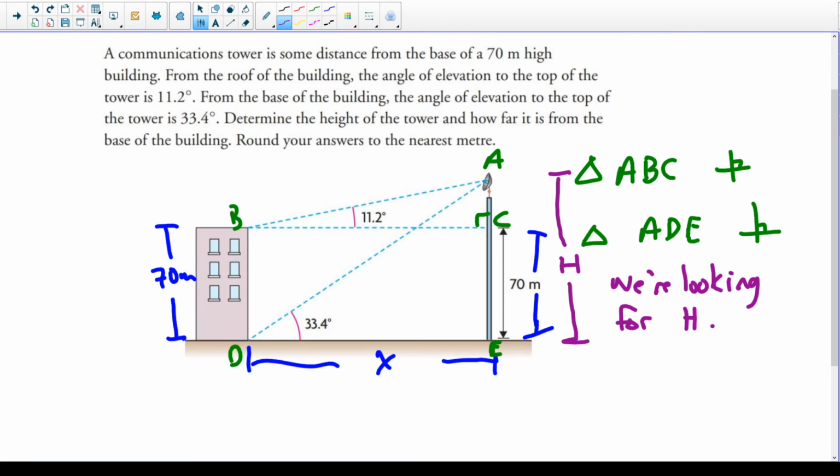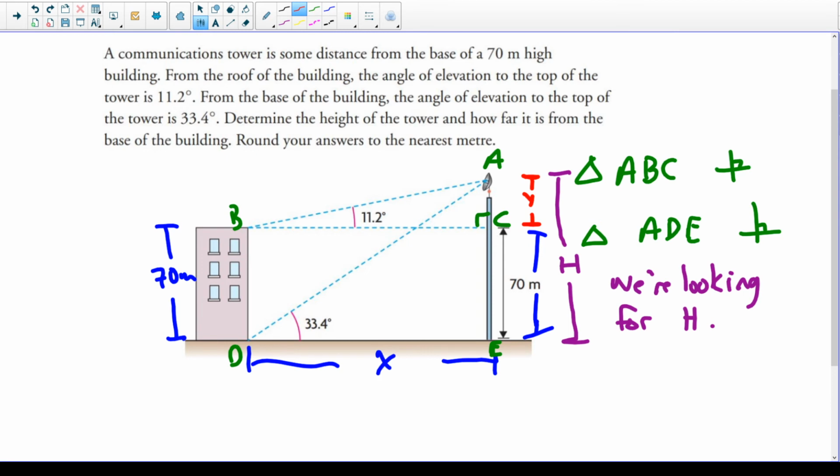There's one more length that we're going to need, and I'm going to label that length in red right here. I'm going to label that length Y. Now, why do we need length Y? We need length Y because it's a length in the first right angle triangle ABC that I was talking about.